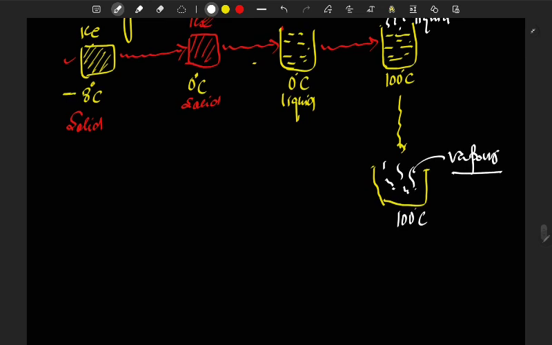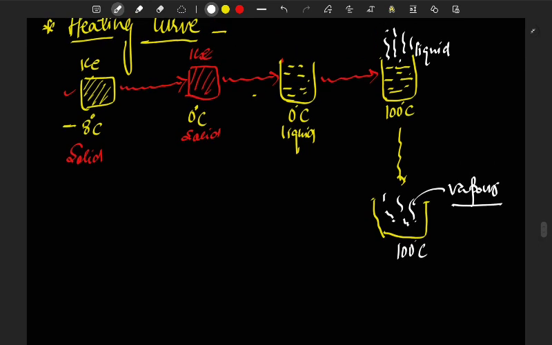Now suppose I have to show this process on a time versus temperature graph. So how will we do it? First, let's say we have supplied some heat here. What is the name of that heat? See here, there is an increase in temperature from minus 8 degrees Celsius to 0 degrees Celsius, and I have told you that whenever there is a change in temperature while we are supplying heat, that heat is called sensible heat. So we have supplied sensible heat here.